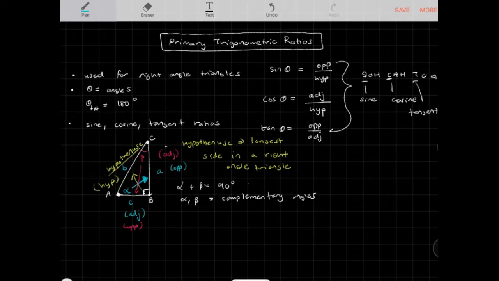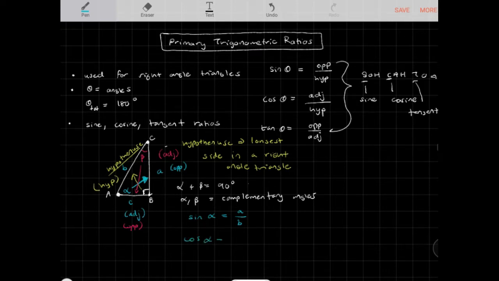So let's take a look at our primary trig ratios for alpha. Say we looked at sine alpha. Sine alpha is basically equal to the opposite side, A, over the hypotenuse, B, right? So this is going to be equal to A over B, it's opposite over hypotenuse.